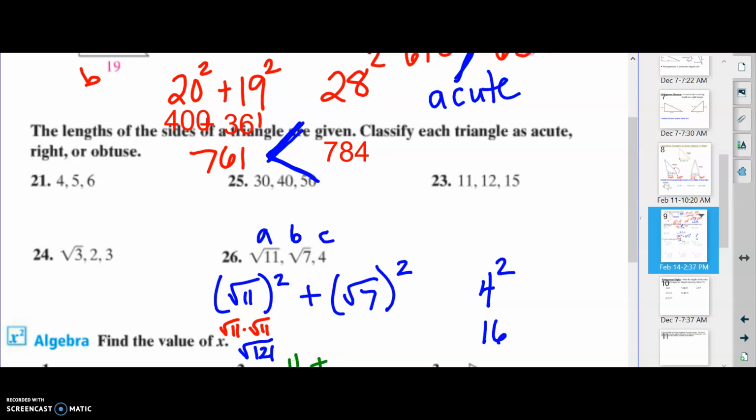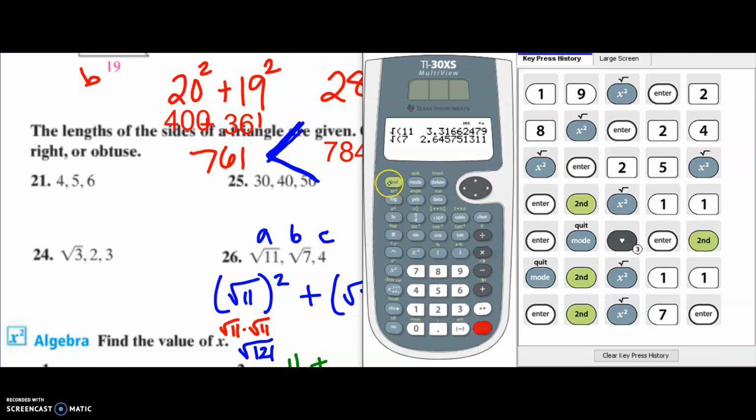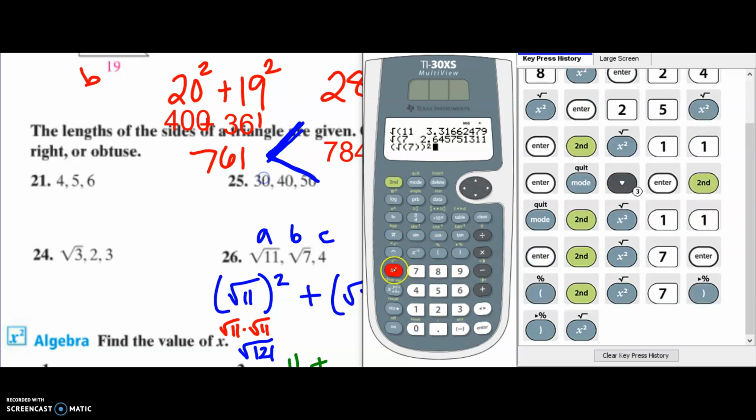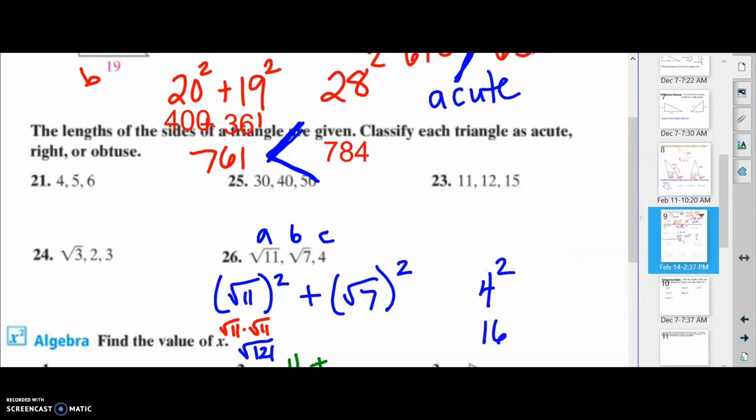So hopefully you can kind of figure out what square root of 7 squared would be. If what I just did didn't make sense, you could just come back here and write parentheses square root 7 parentheses squared. And that gives us 7. All right. So anytime you square a square root, they just cancel like that. So this would just be a 7. All right. So 11 plus 7, we get 18.